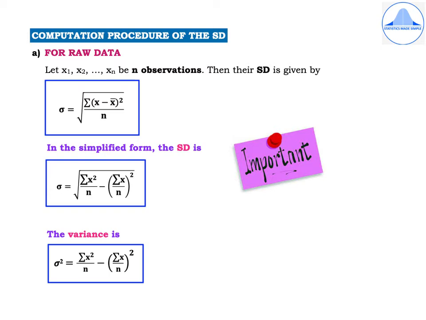So for most of the problems, we will be using the simplified form of the standard deviation. When x minus x bar the whole square is expanded and simplified using the formula a minus b the whole square, we get this simplified version. So remember that for the problems, you can use the simplified version of the standard deviation. The variance is the square of the standard deviation, and you know that it is denoted by sigma square. So the formula for sigma square for raw data is summation x square by n minus summation x by n the whole square.